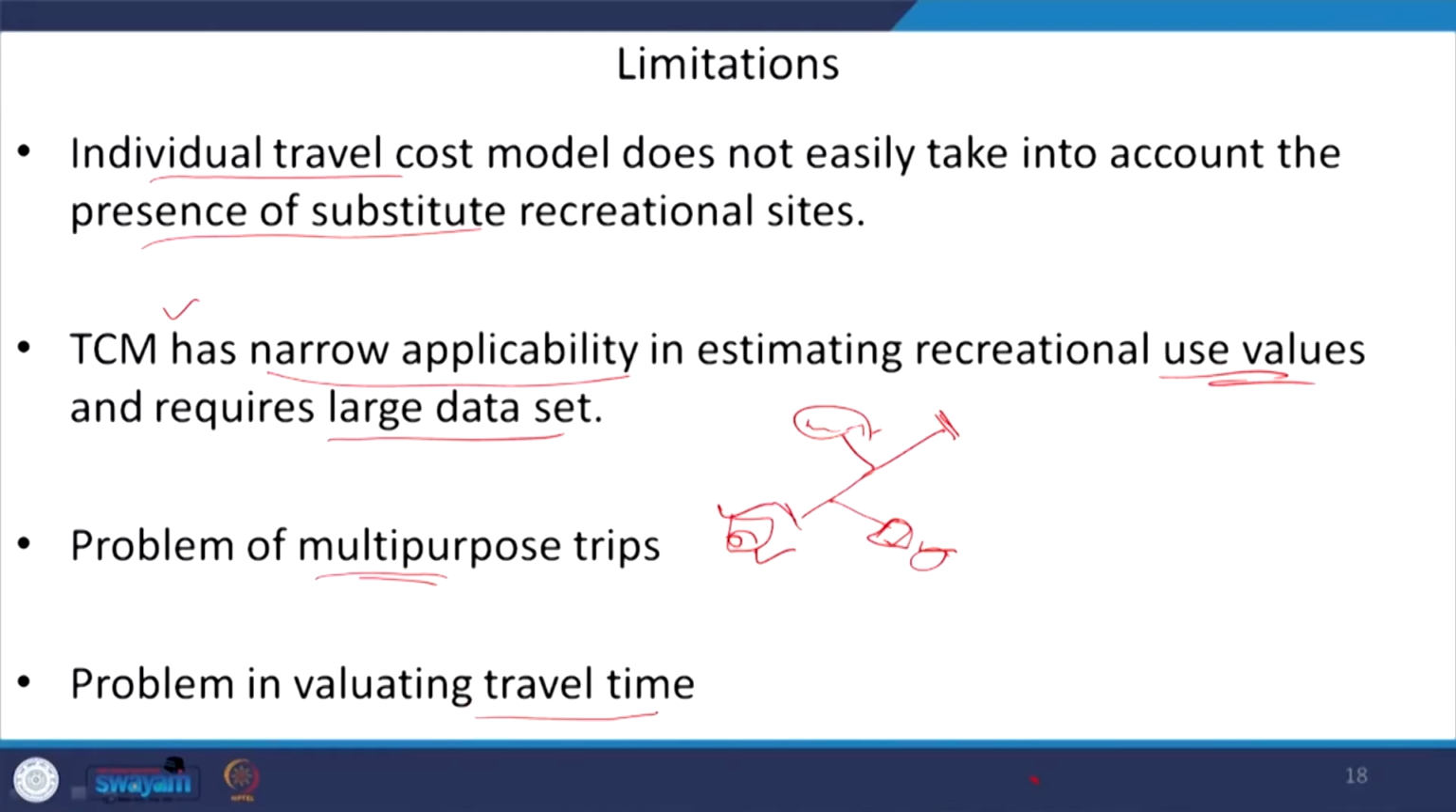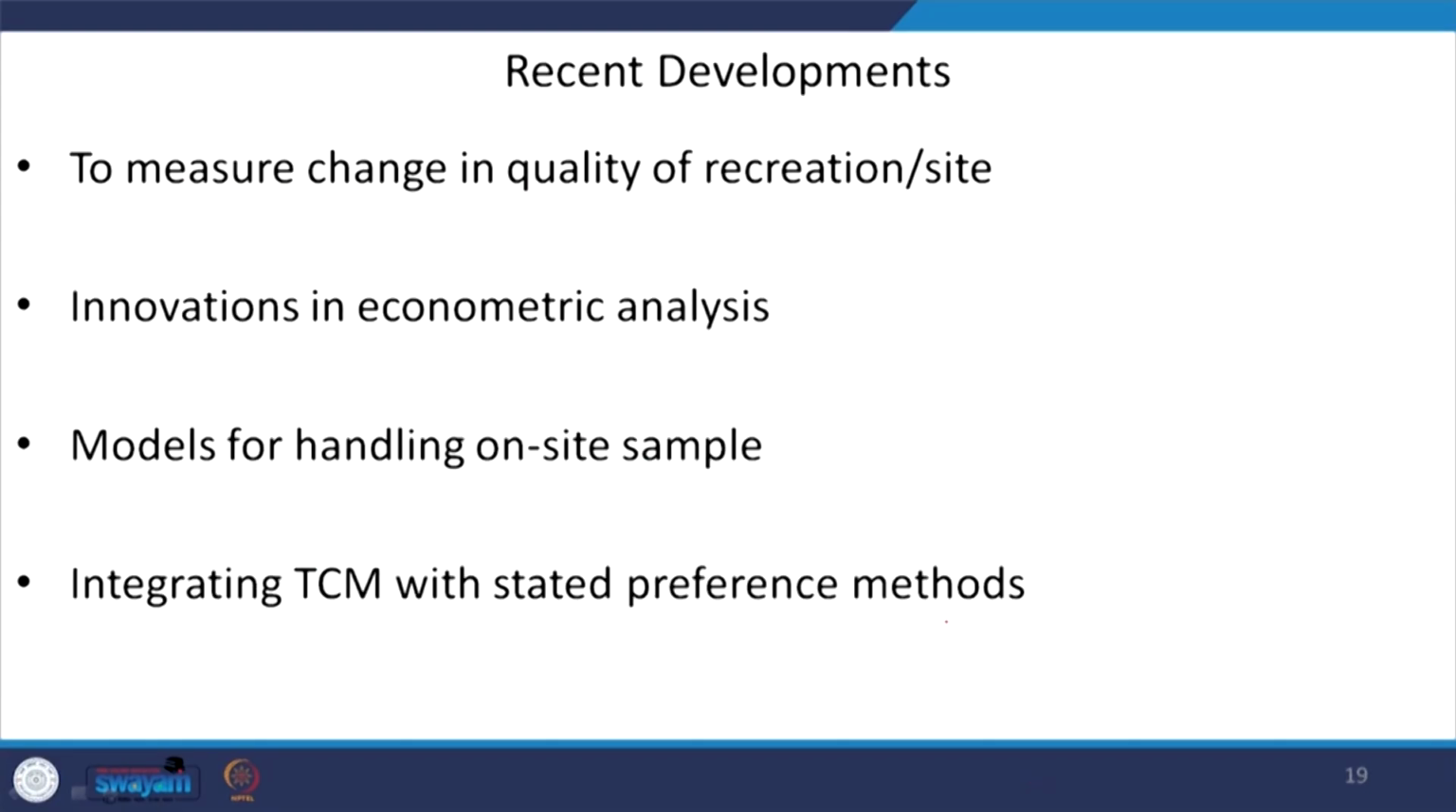And moreover, in the travel cost literature, we find great difficulty in evaluating the travel time. How to measure the time, let us say 12 hours you are spending just in travel, and what is the value of this travel, how to measure it. So, there is a lot of controversy and debate ongoing about travel time. In addition to this, we have made some developments. The recent developments in the travel cost literature are that we can now measure the change in the quality of recreational sites, and there have been certain innovations and recent advancements in the econometric analysis.